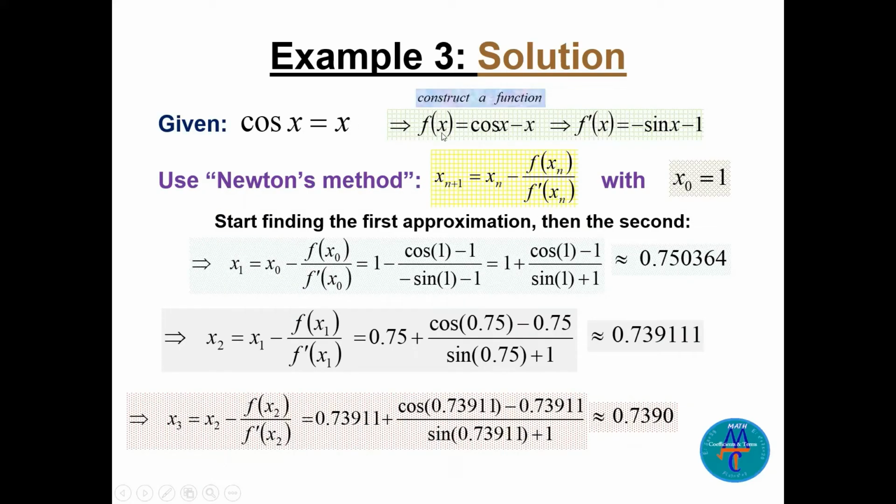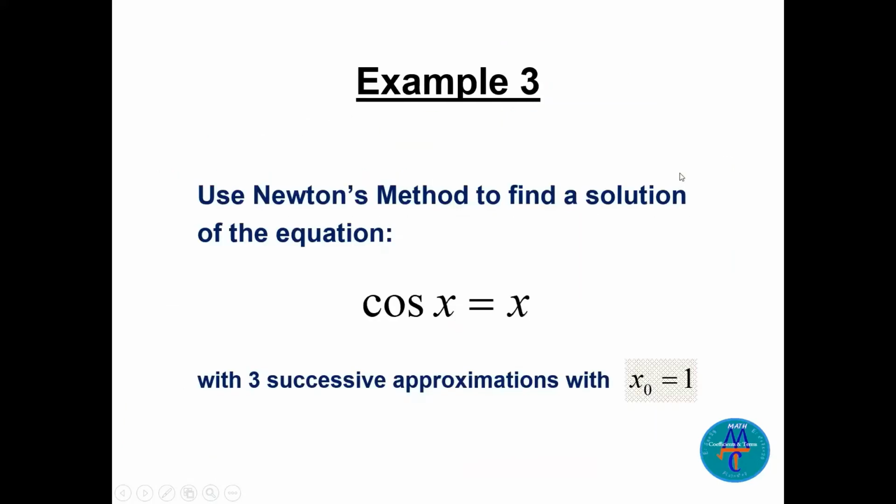From the equation, we can construct a function. So we take x to the other side. So we have a function now, cosine of x minus x. See, from the equation, we construct or generate a function. Then we find the derivative. Derivative of cosine of x minus x will be minus sine of x minus 1. That's the derivative. The initial guess is 1. It's given in the question.